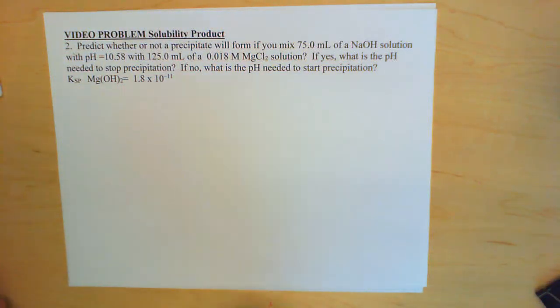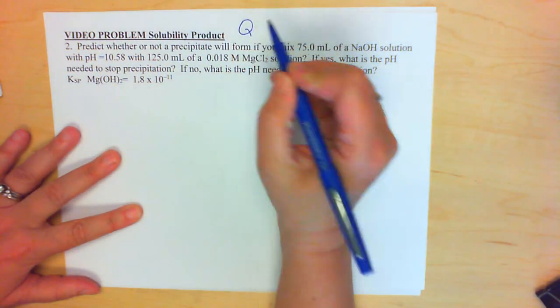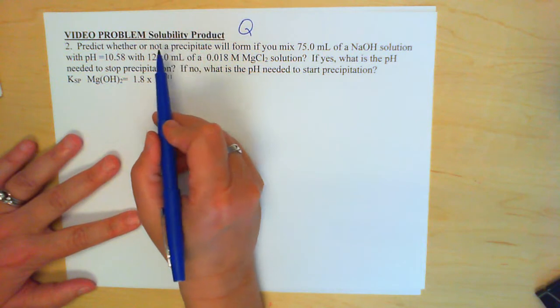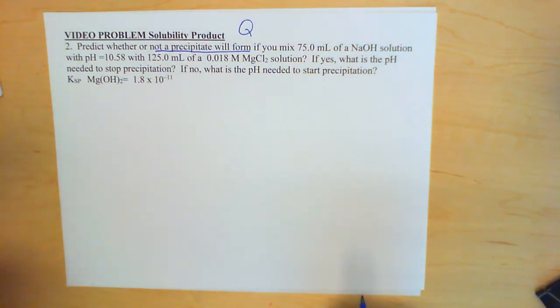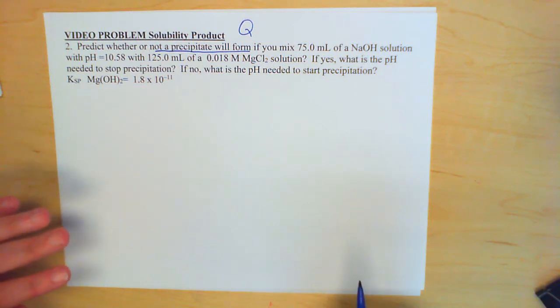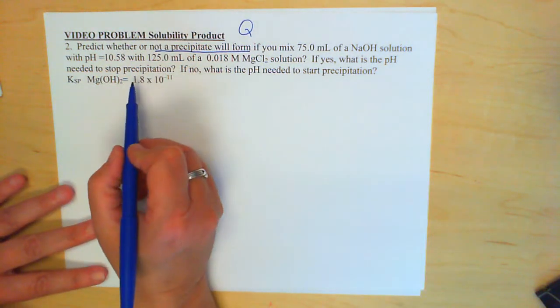Alright, this problem is a solubility problem again, but it is a Q problem because the question is to predict whether or not a precipitate will form. Anytime you see "will a precipitate form," you're talking Q. At this point, there are actually a couple ways to work this problem. We're going to work it the first way, and then we'll work it the second way, some of which is the same, some of which is not. Okay? So the first thing is we've got to know what our KSP is.